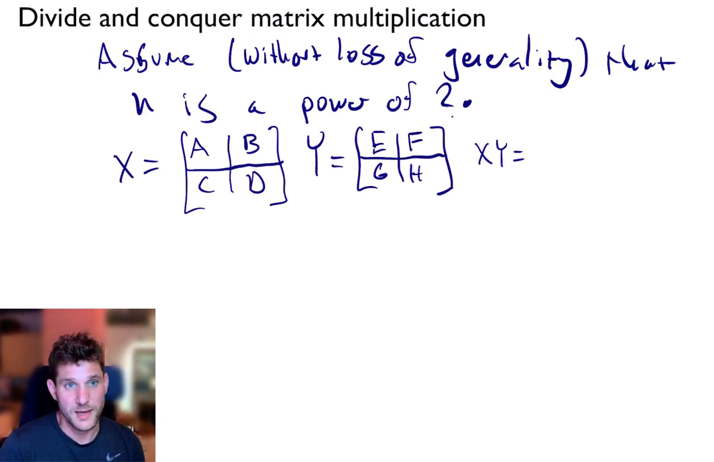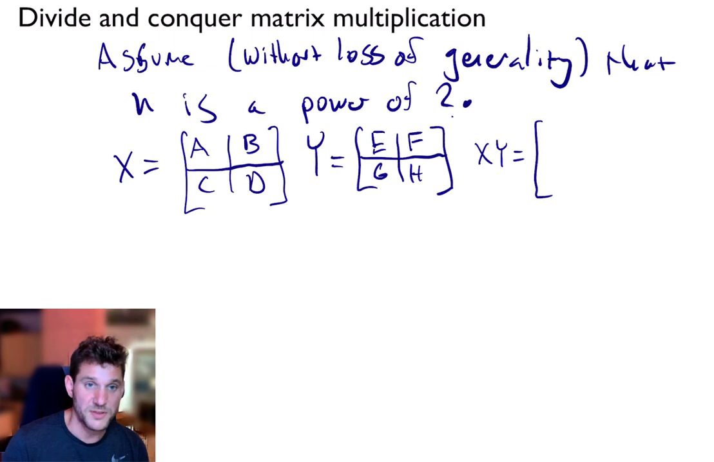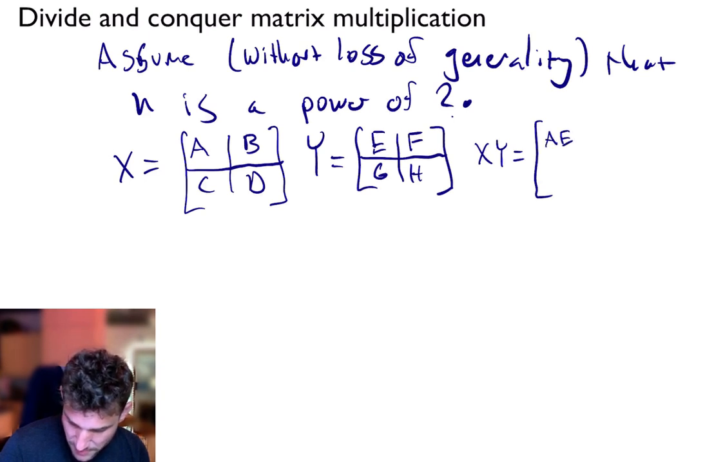We're just going to write it as a bunch of submatrices. And if you now look at the product x times y, what does the product x times y equal to? Well, it turns out you can write this as sums and products of these smaller matrices. So this is going to end up equaling A times E plus B times G.